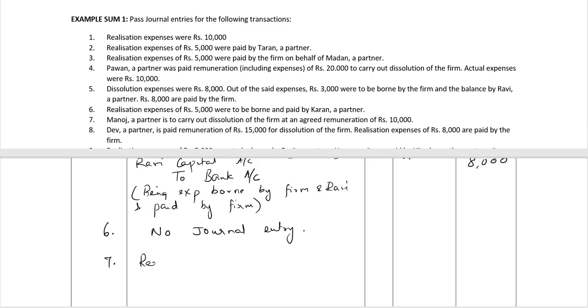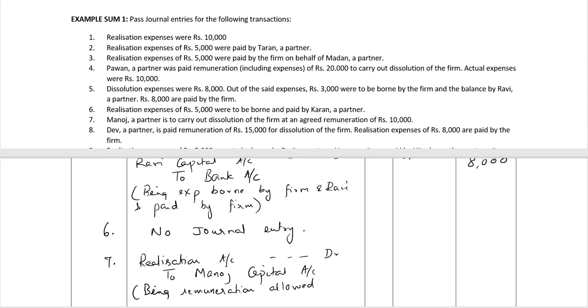The journal entry, realization account debit to Manoj, capital account. Being remuneration allowed to Manoj. Amount of remuneration 10,000 rupees.